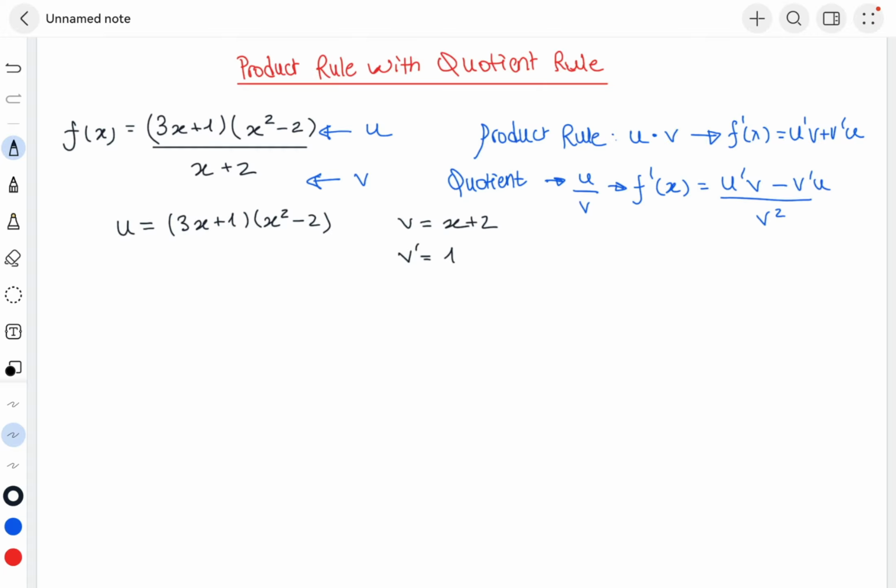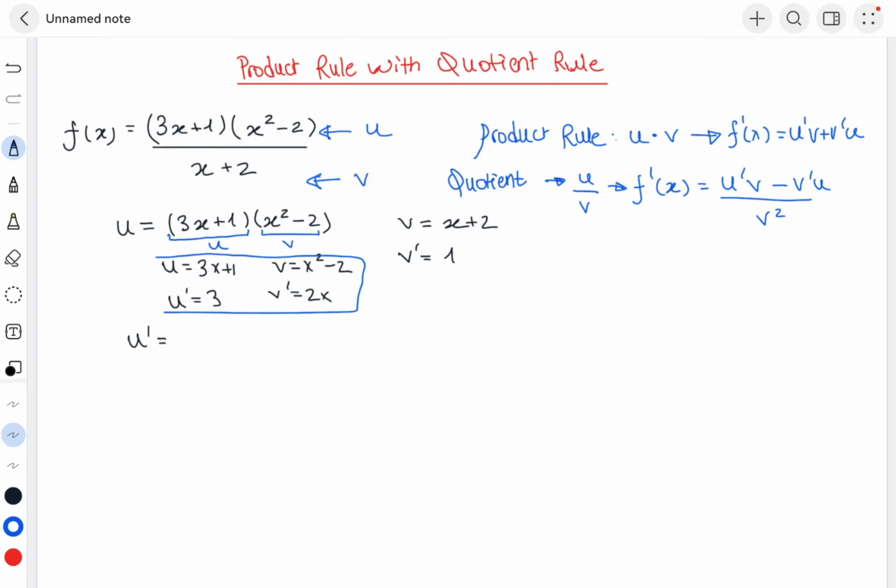Now, derivative of u. We have here a product of 2. Then we take this one to be u and this one to be v. u is 3x plus 1, v is x squared minus 2. And we derive them. u prime is 3, v prime is 2x. And now we use the product rule. It tells us u prime v plus v prime u. But in that case, we only use these to get the derivative of u. So u prime v plus v prime u.